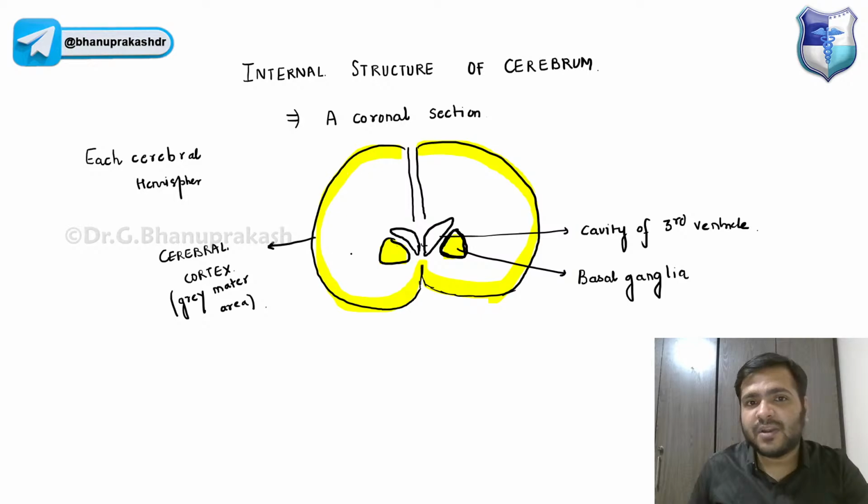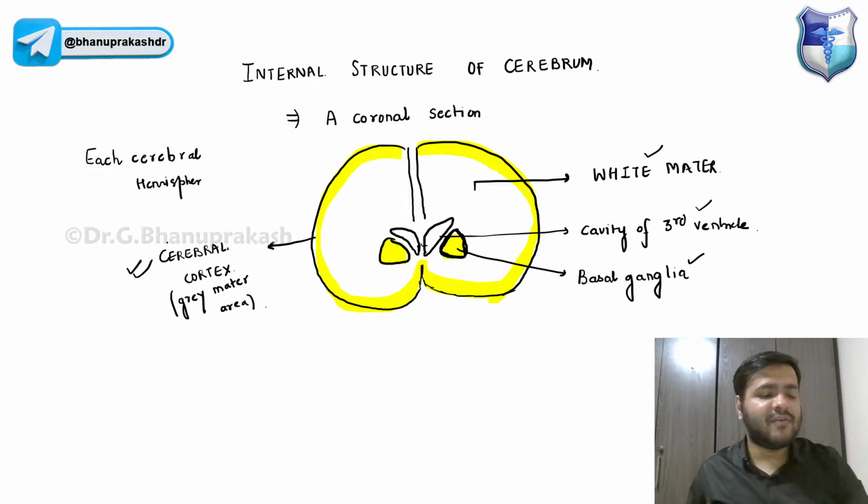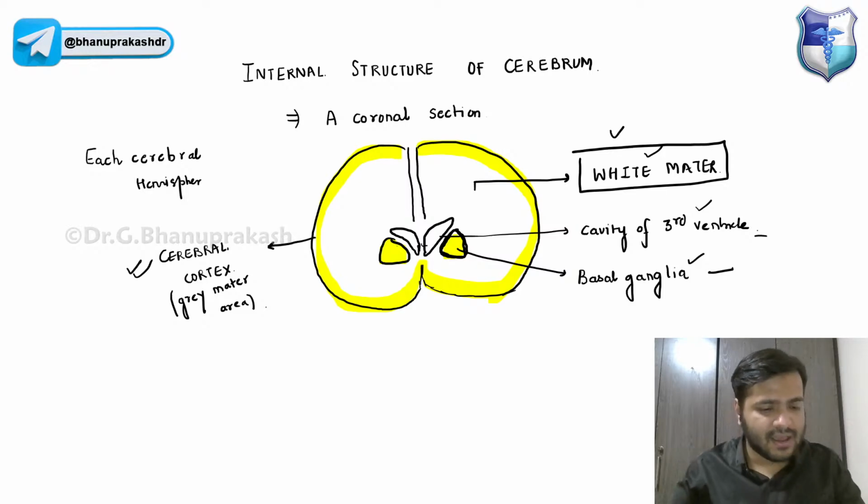So we have the cerebral cortex and the inner white matter. And we have to discuss the third ventricle, basal ganglia, and white matter. Cerebral cortex we have already discussed, so I will be focusing on the white matter today. Then I will be discussing the basal ganglia and the third ventricle in the upcoming lectures. So the white matter, the core white matter, basically forms the core of the hemisphere, the entire white matter. I hope, guys, you have an approach to how we are going to do this.